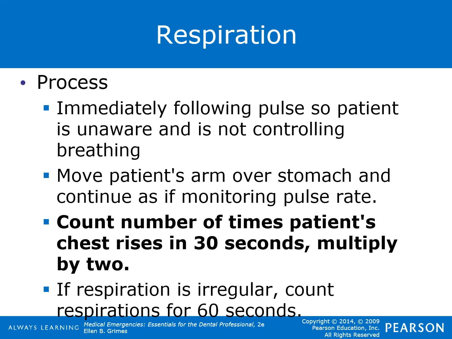So right after the pulse, we'll move the patient's arm over, like that we took the pulse on, over their stomach. We'll take their opposite arm, move it over their stomach, and we will take the pulse. We will continue as if we're taking the pulse, but what we're really doing is counting the number of times the patient's chest rises and falls in 30 seconds, and then we will multiply that by 2.